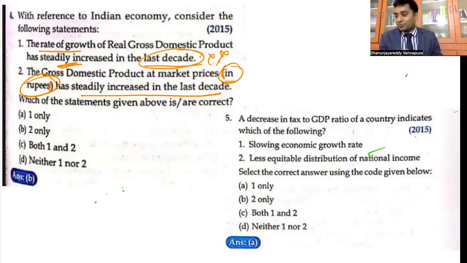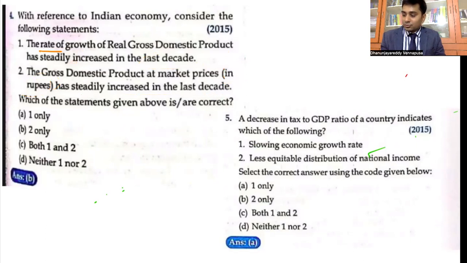So if you look at the beauty of this UPSC, what is the beauty? UPSC only gives this beauty. Other tests don't give it. This is the maja that you get in UPSC. The GDP at market prices has steadily increased in the last decade. So in market prices it can happen, but here it doesn't happen. So only 2 is correct.